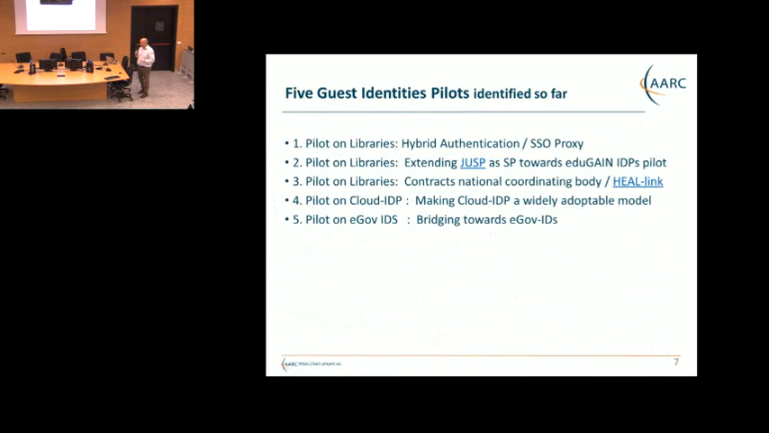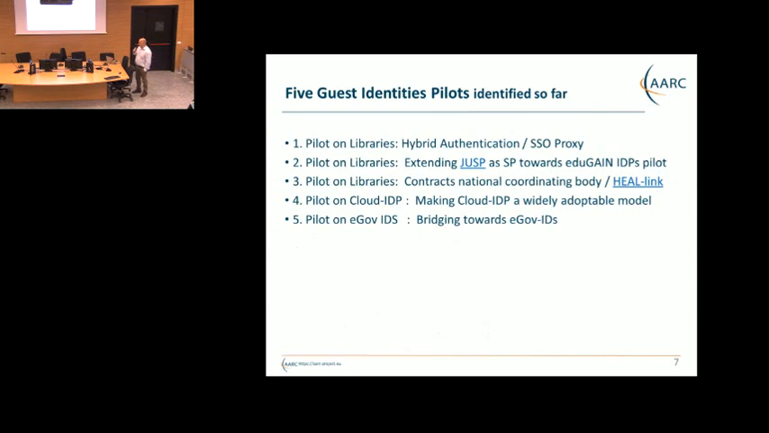Okay, so essentially, coming to the pilots, we proposed 5 pilots. One is the hybrid authentication, I call it SSO proxy, which is providing a way for libraries to retire whatever possible of IP-based authentication, which has a lot of drawbacks, and giving them the option to use a federated identity whenever possible. Then we have initial ideas on something which could be useful for our project, which would be extending JASP as an SP towards the eduGAIN IDPs. So it's an initial idea. It's not a detailed description of a pilot, but I'll mention what we thought about it.